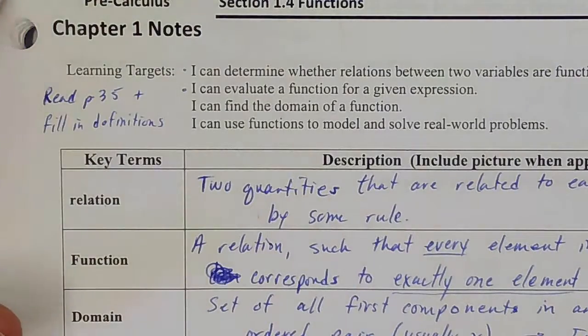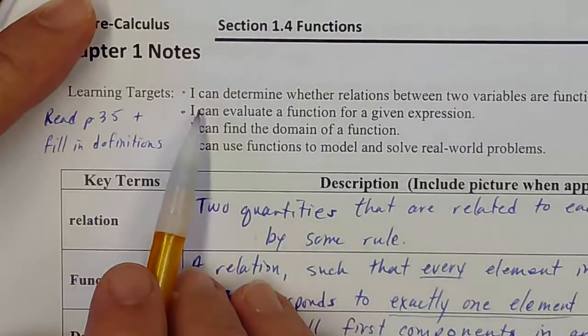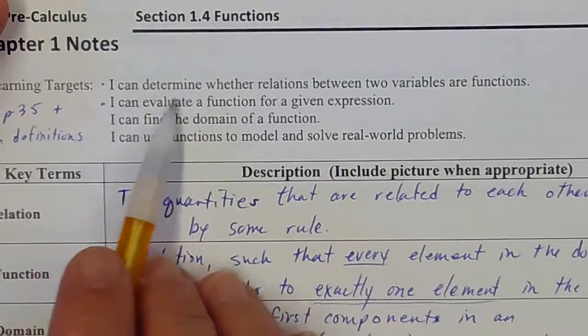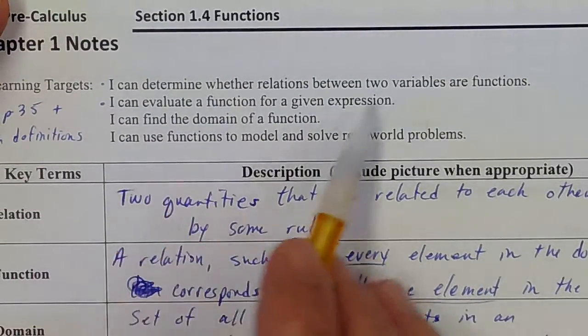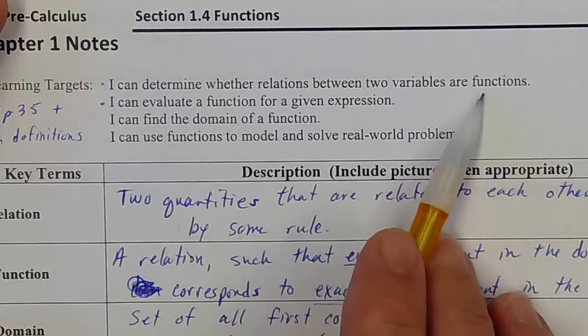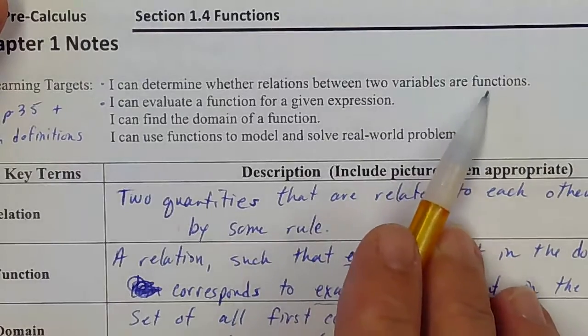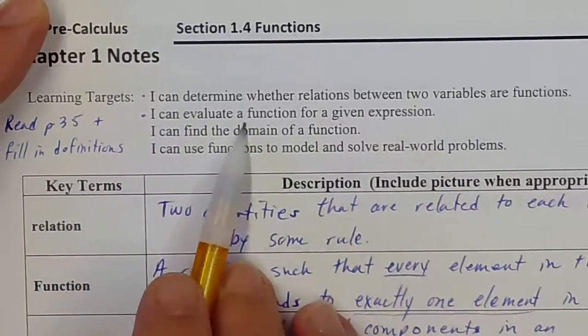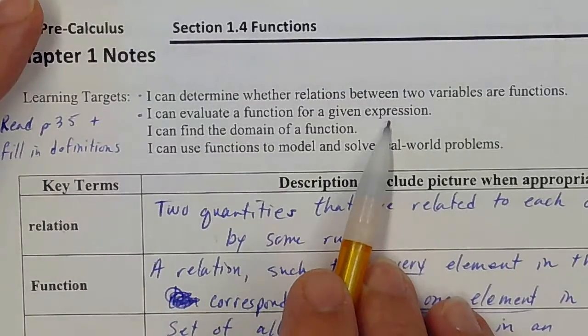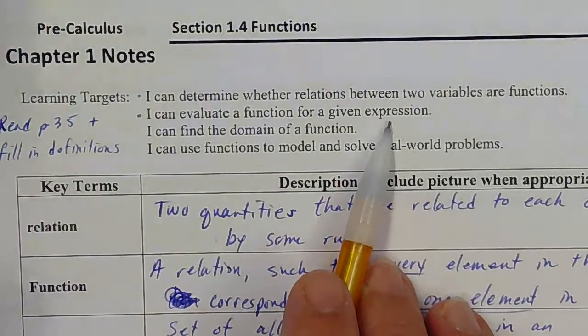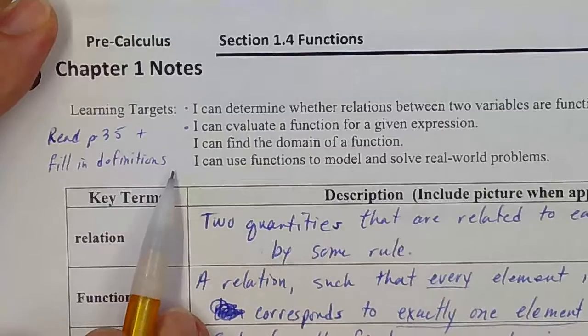Okay, we'll be starting section 1.4 today. Here's the two learning targets we're going to be working through. I can determine whether relations between two variables are functions or not. There's a couple of different techniques we're going to use to determine that. And then I can evaluate a function for a given expression, sometimes numbers, sometimes expressions. We'll get through these two today, okay?